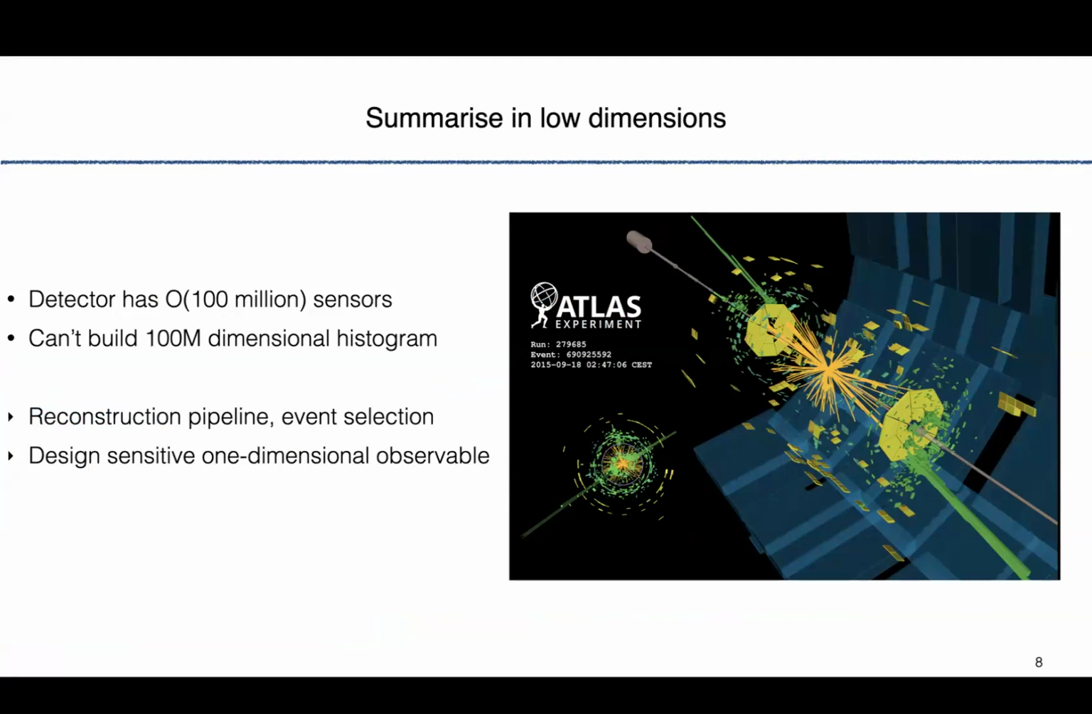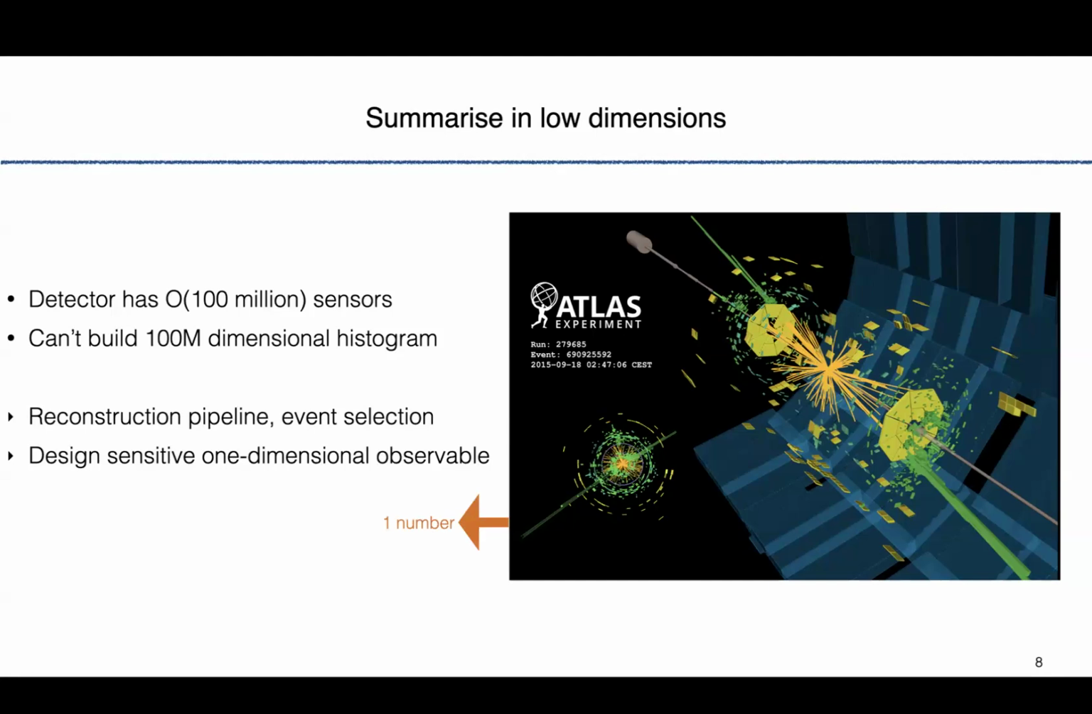And if you want to do probability density based analysis, we would have to somehow build a 100 million dimensional histogram, which nobody knows how to do. We don't even try to do that. So instead, we use very sophisticated algorithms. Hundreds of physicists work on this to try to go from this 100 million dimensional space down to one number, right? With reconstruction, event selection, all kinds of things.